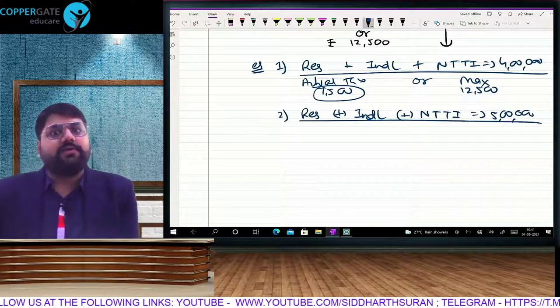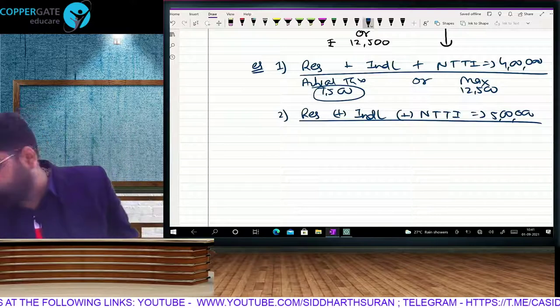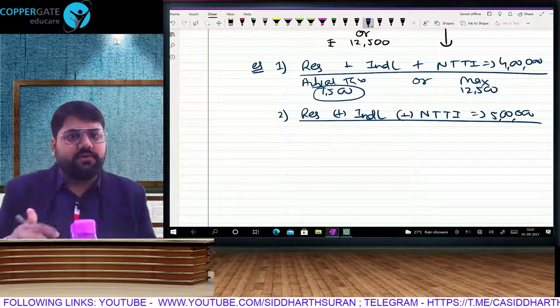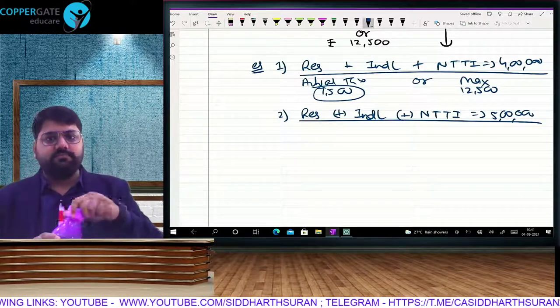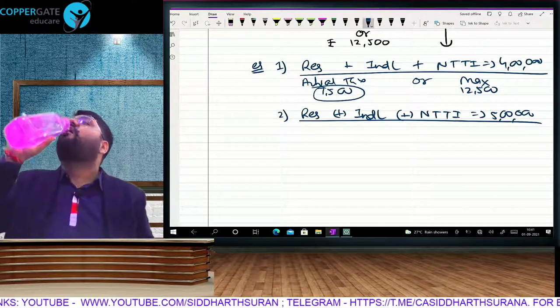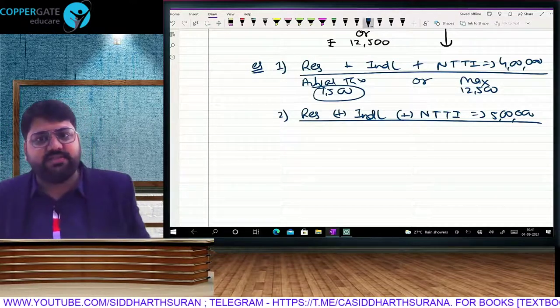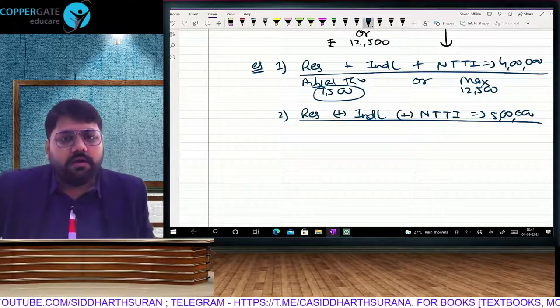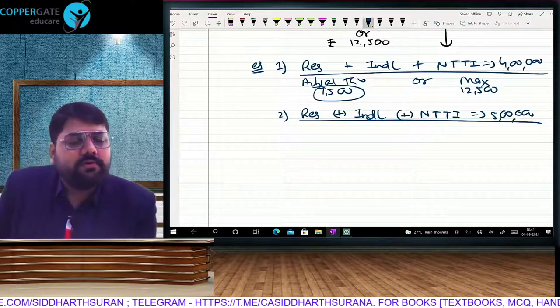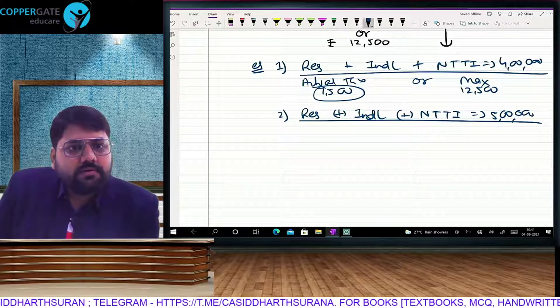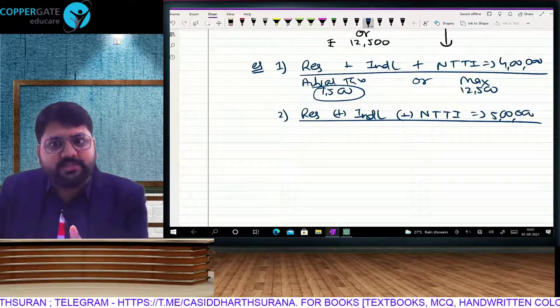You are not going to calculate rebate first. First tell me whether assessee is eligible. That is the first decision that you have to take. Only then you will decide. Quantum is secondary. First question is whether assessee is eligible. Is it less than, no? So now understood the importance of equal to?